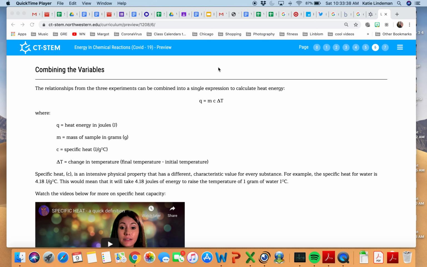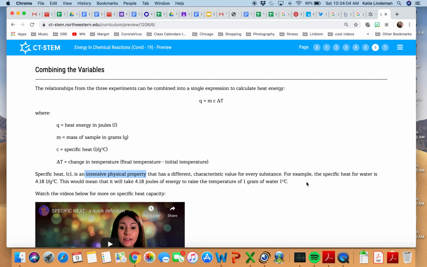So specific heat is an intensive physical property that has a different characteristic value for each substance. There are different types of physical properties. Intensive physical properties are those that are the same for any substance, no matter how much of that substance we have. Specific heat just happens to be one of those physical properties that is always intensive.